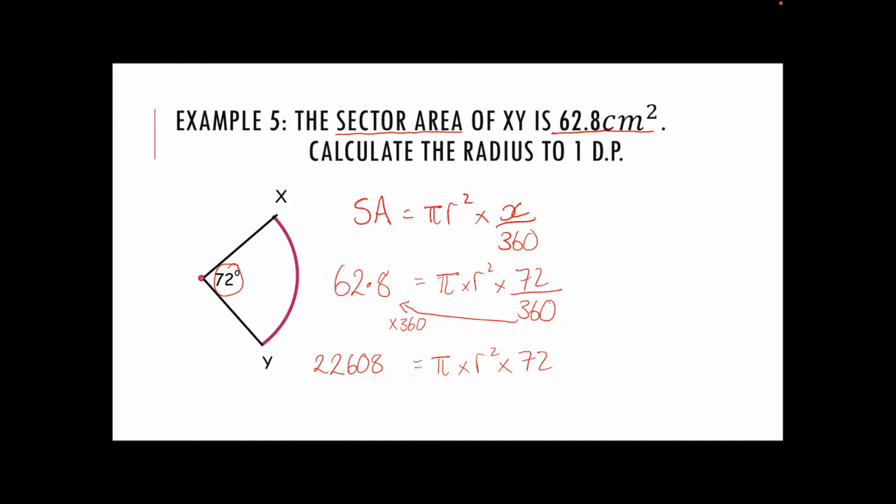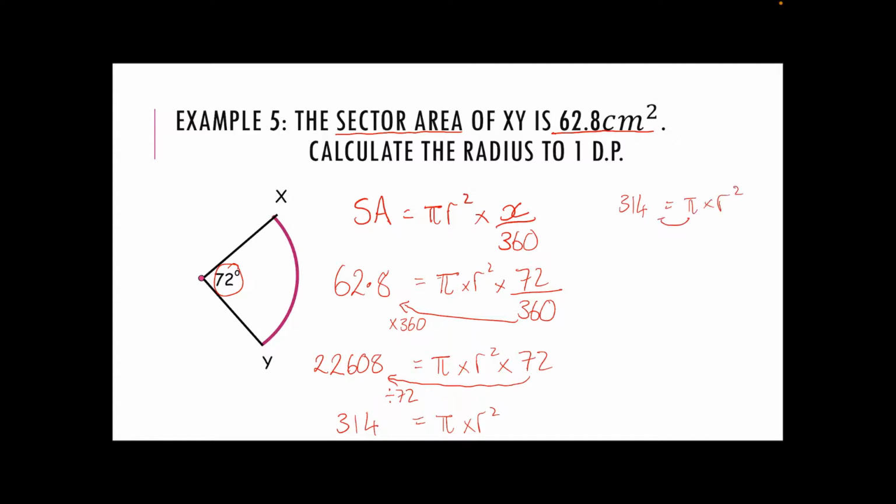Doesn't matter what order you do it in, we want to get rid of our pi and the 72, because remember we're trying to get r by itself. So I'm just going to take my 72 over and divide. That gives me 314 is equal to pi times by r squared. I've run out of space, so I'm just going to write that again up here.